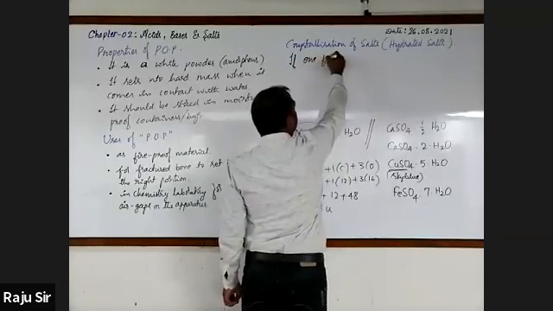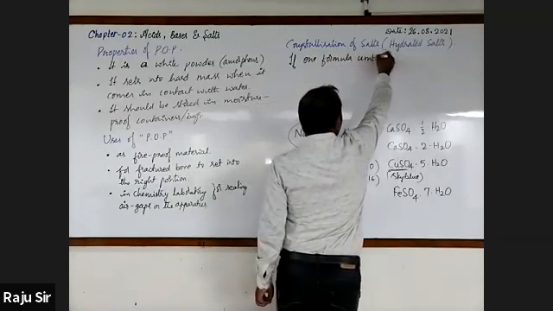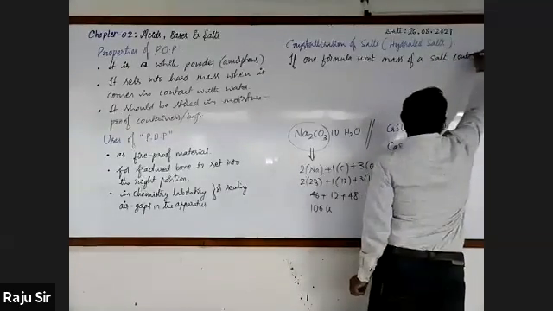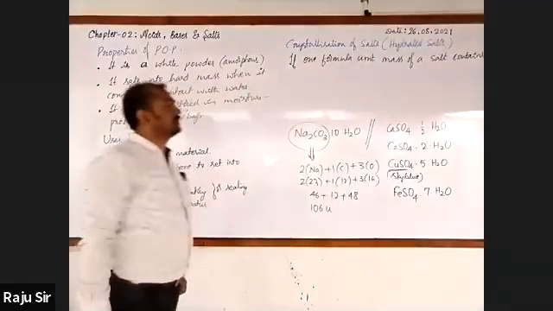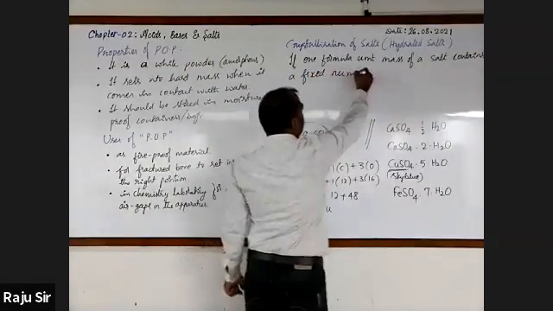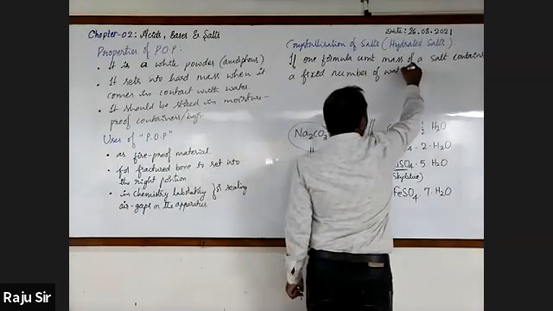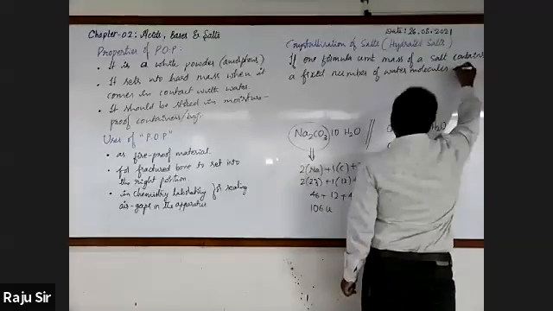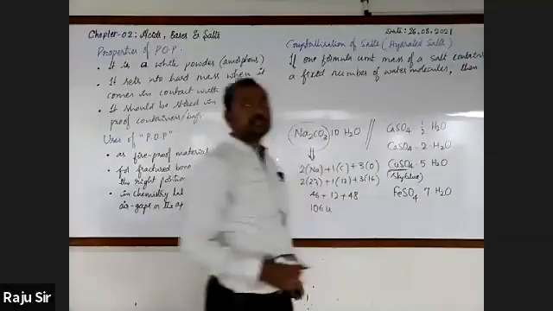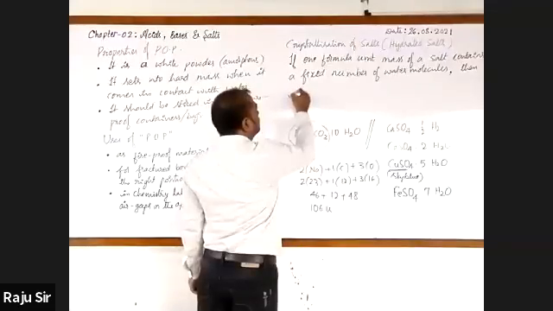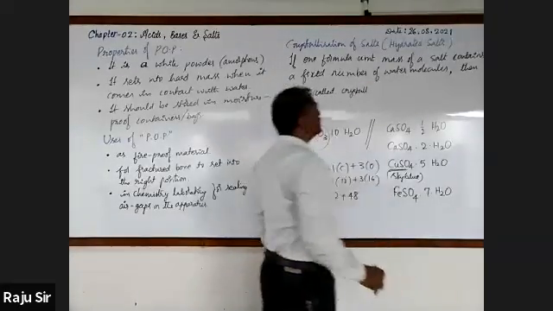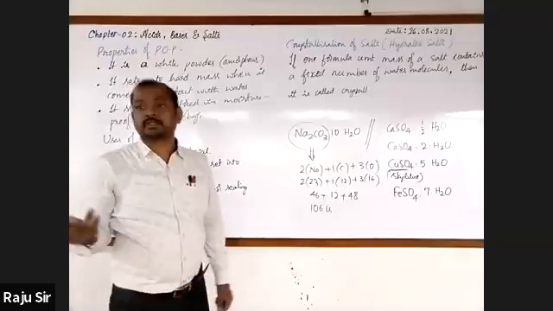If one formula unit mass of a salt contains a fixed number of water molecules, then it is called crystallization of salt, or it is also called water of crystallization.